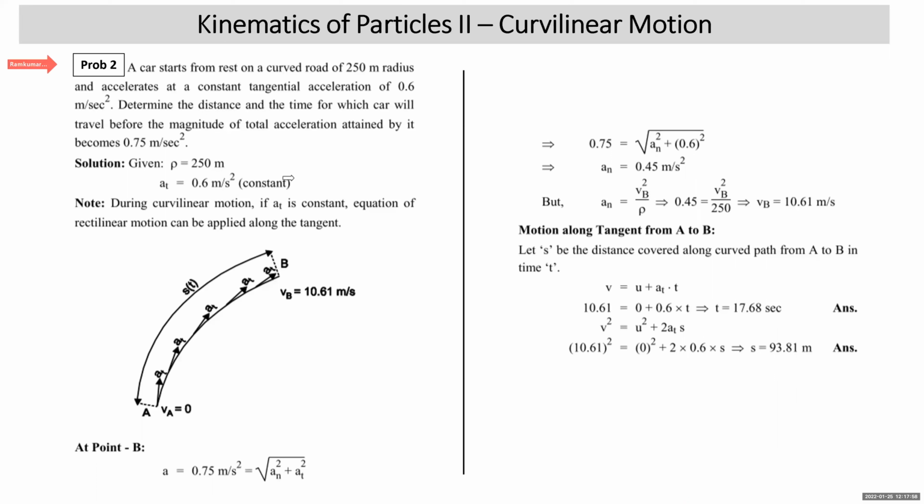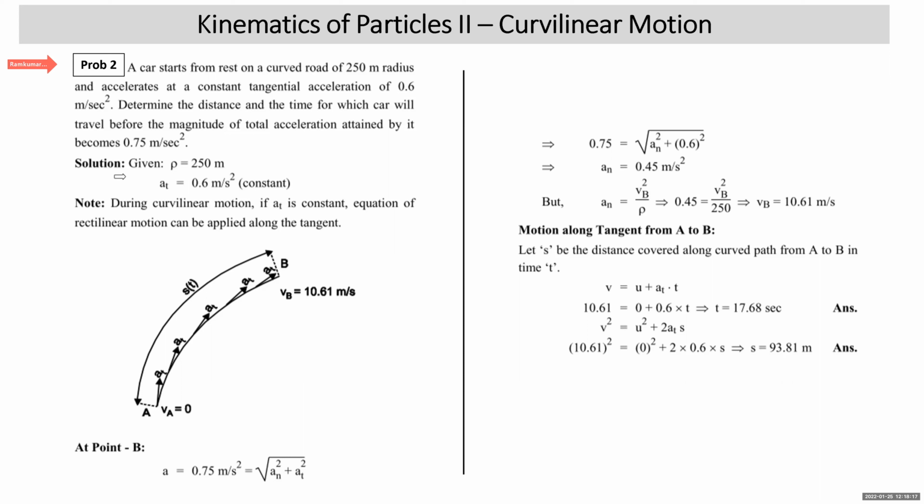Okay, I read the second slide. A car starts from rest on a curved road of 250-meter radius and accelerates at a constant tangential acceleration of 0.6 meter per second square. Determine the distance and time for which the car will travel before the magnitude of total acceleration attained by it becomes 0.75 meter per second square.